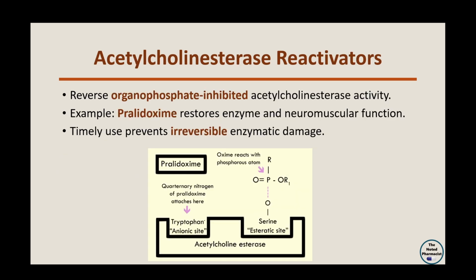Another class of drugs that fall under this group are acetylcholinesterase reactivators. Acetylcholinesterase reactivators are life-saving agents designed to reverse the inhibition of acetylcholinesterase caused by organophosphate poisoning. These agents work by breaking the bond between the organophosphate and the enzyme, restoring its ability to hydrolyze acetylcholine and alleviating cholinergic crisis. For example, pralidoxime is a commonly used reactivator that re-establishes neuromuscular function by targeting phosphorylated acetylcholinesterase.